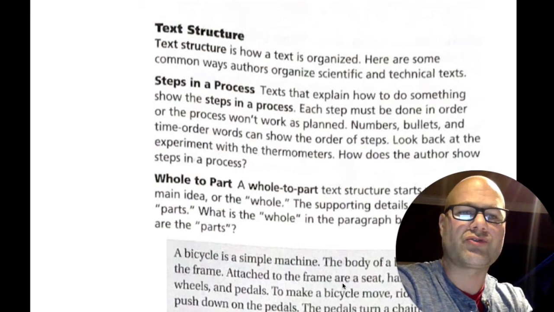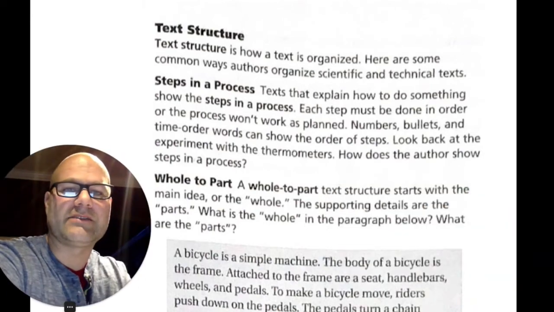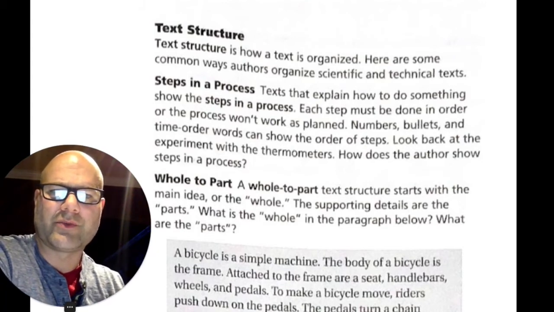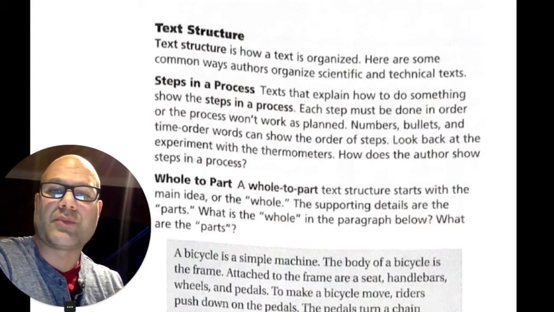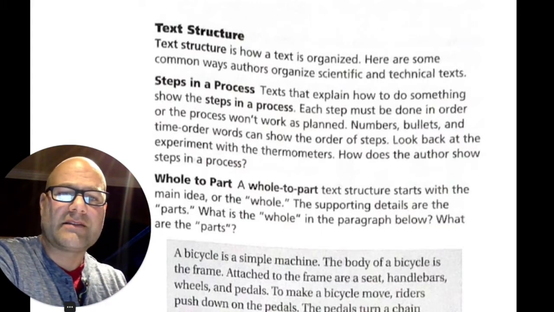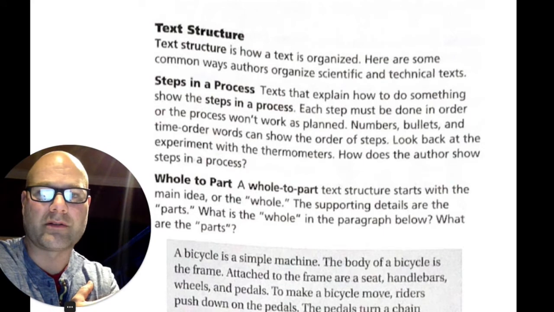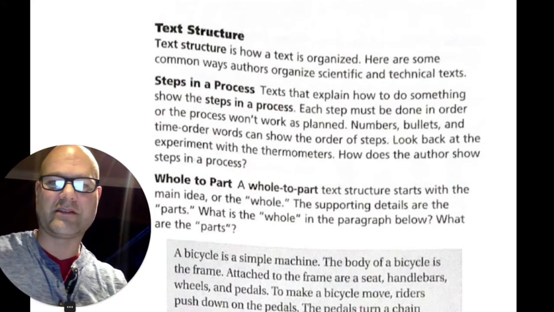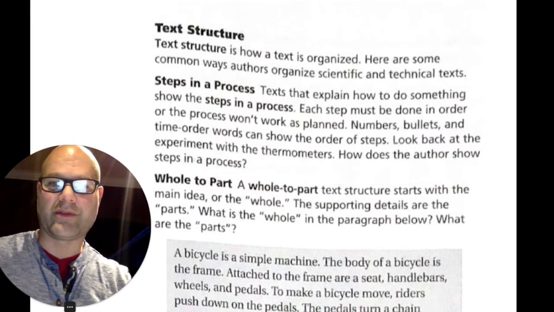Text structure. Text structure is how a text is organized. Here are some common ways authors organize scientific and technical texts. Steps in a process. Texts that explain how to do something show the steps in a process. So the experiment that we just read about on the previous slide was this. It said, first I got these materials, then I did this to the thermometers.